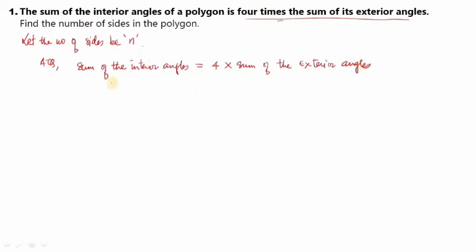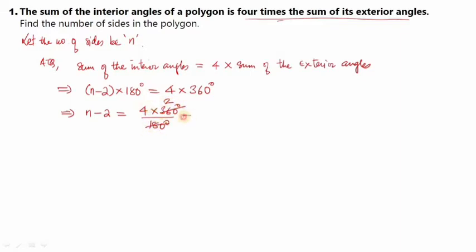Now all of you know the sum of the interior angles is calculated using the formula (n-2) into 180 degrees, and this is equal to 4 into the sum of the exterior angles, which is always 360 degrees. So bring this 180 to the denominator, you get n-2 on this side. It becomes 4 into 360 degrees by 180 degrees. This cancels exactly 2 times, so 4 into 2 is 8. Bring this 2 over, so you get n equals 8 plus 2, which is 10.